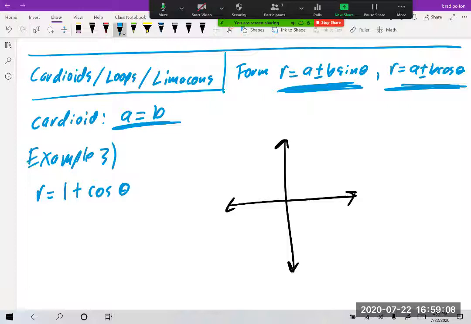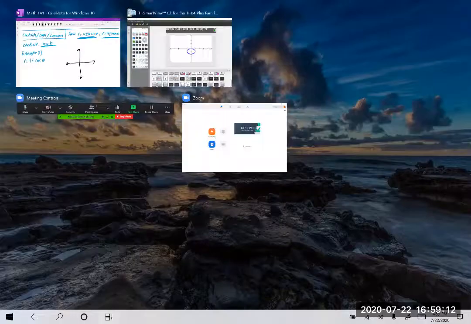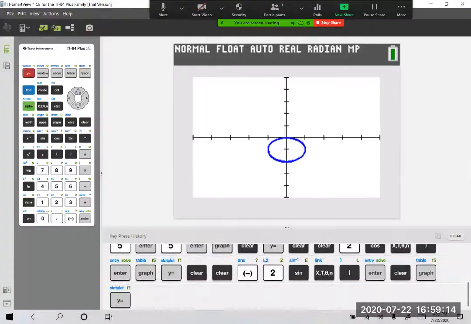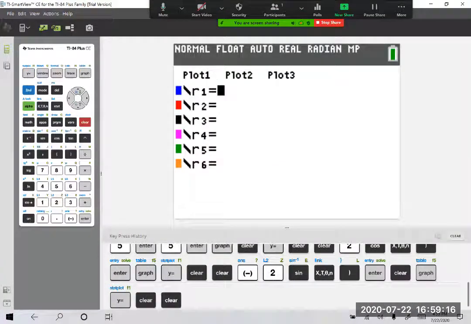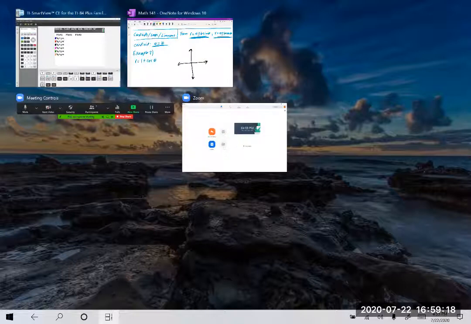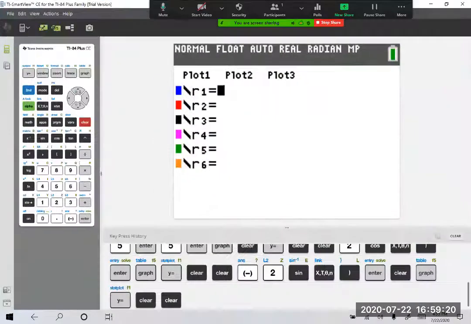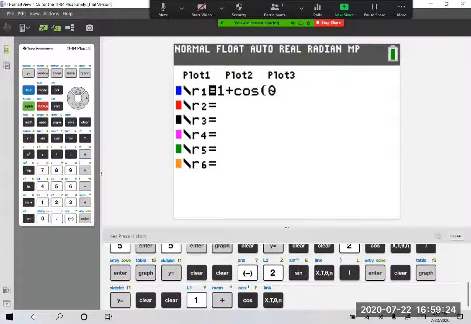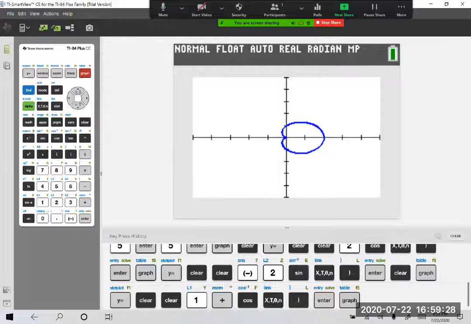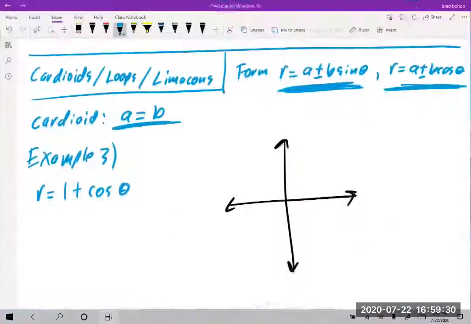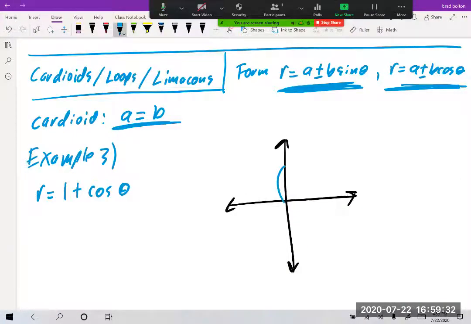Okay, so let's see what this looks like on our calculator. In this case, a equals 1 and b equals 1. So let's go y equals, and let's do, what did I say it was? 1 plus cosine of theta. I'm going to graph. So it has this little heart-looking shape, and I believe that's where they came up with the name cardioid.